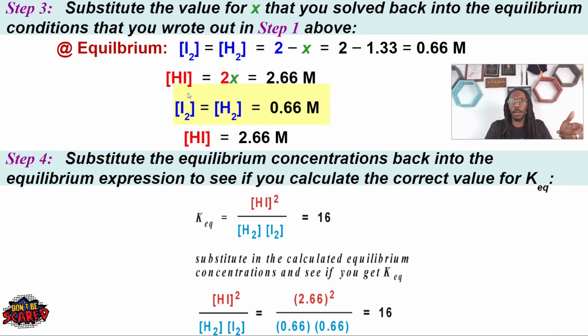So, can I find my equilibrium conditions for my HI? Yes, I can. Because we got 2x. I know my x now, 1.3. So let's do 2x, which is 2 times 1.3. That's going to be 2.66. So it's saying that at equilibrium, we're going to have 2.66 for HI. So we went from 0 to 2.66 at equilibrium, right?